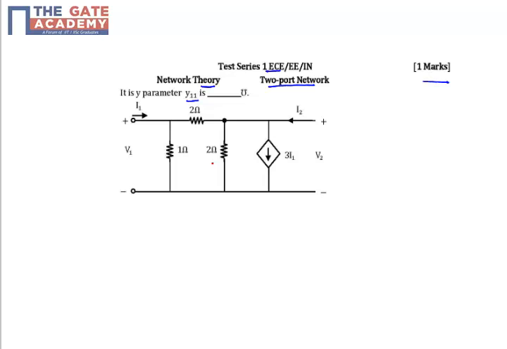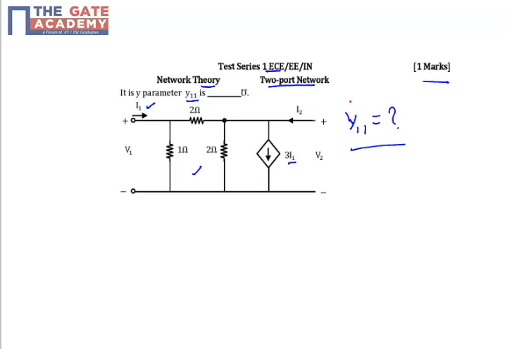We have one circuit which contains some passive elements, mainly resistors of 1 ohm and 2 ohm values, and there is one dependent source also which has a magnitude of 3i1, where i1 is the current of the input terminal. We need to calculate the value of y11. So I think the problem is clear.